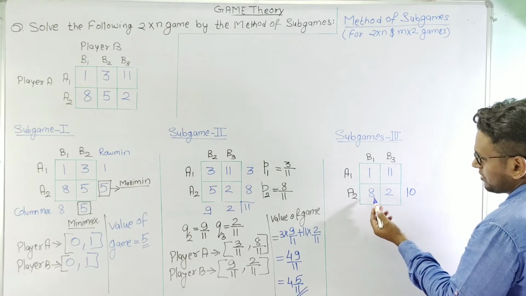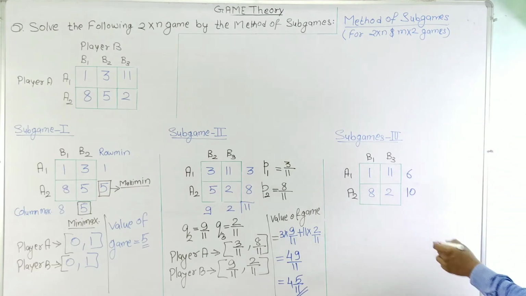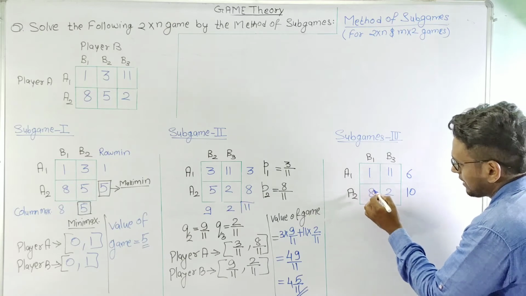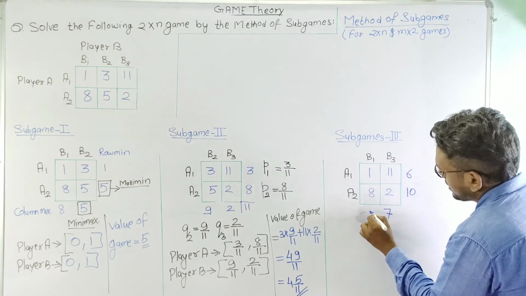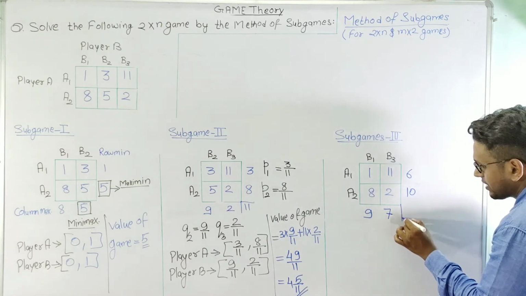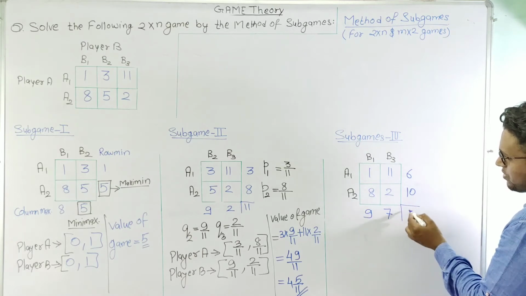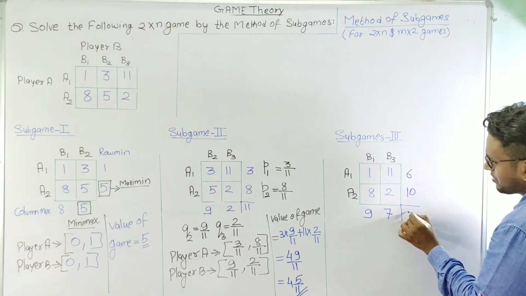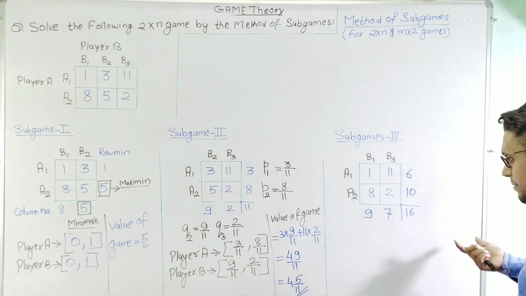Similarly for row 2, this is 8 minus 2, 6, and we will write against row 1. Similar with the column, 8 minus 1 is 7, we will write against column 2. 11 minus 2 is 9, we will write against column 1. And we can see here that the sum of the oddments, vertically and horizontally, are equal, which is equal to 16. So the value of the game here for A and B will be the same.